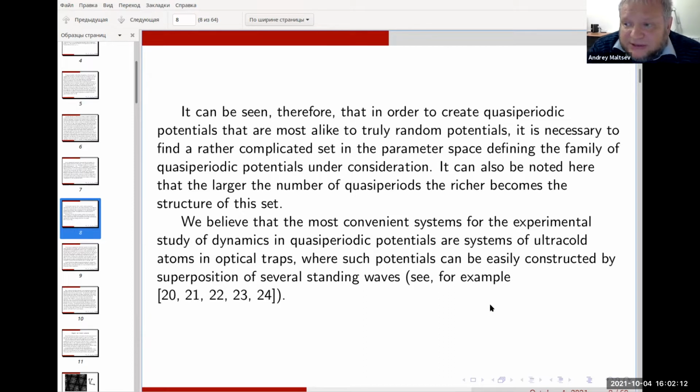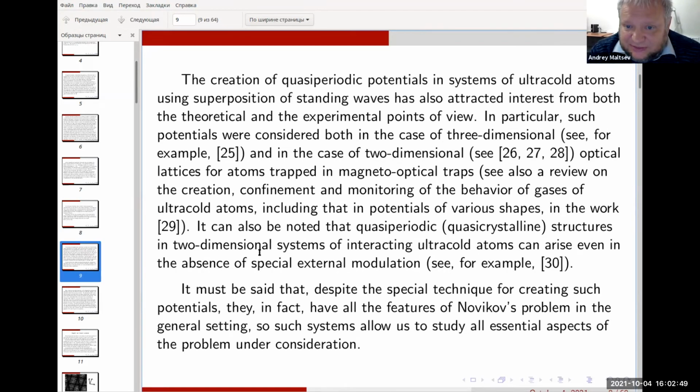Okay, as I already said, it seems for us that the most convenient system for the experimental study of such potentials are systems of ultracold, two-dimensional systems of ultracold atoms. And what we are going to consider here are particle motions in such potentials, because they can be applicable to the study of transport phenomena in such systems. And using this study of transport phenomena, we hope to study the geometry of such potentials, which can be created in such systems.